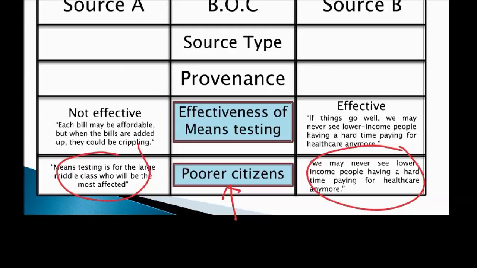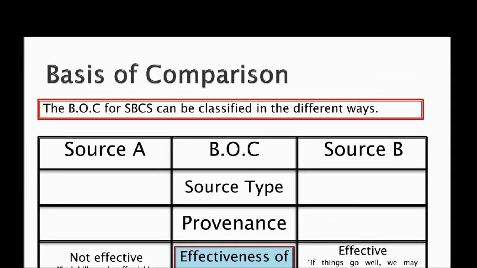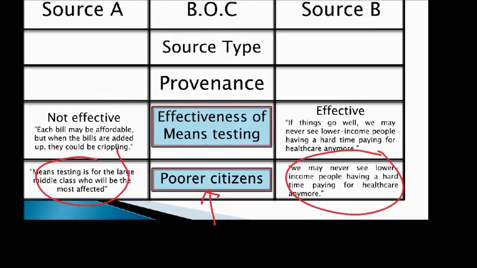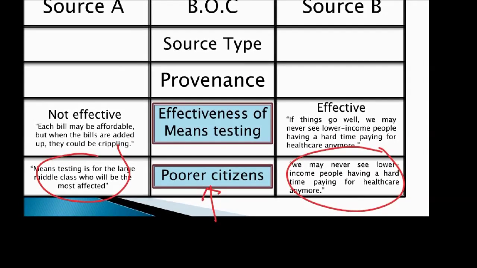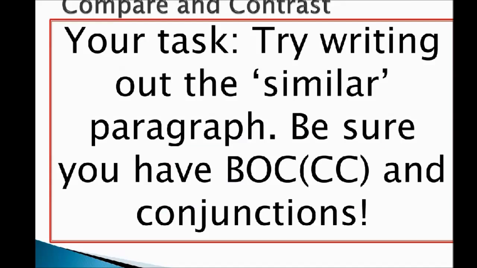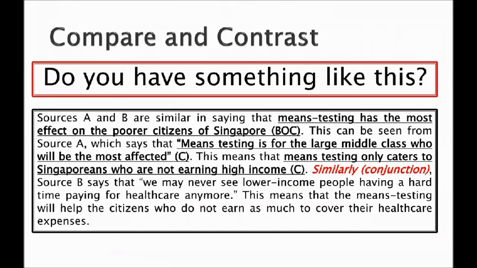So how does it look like in a paragraph form? Take your time, pause the video, try and write the answer in the paragraph form. Try to write your answer in the paragraph form following the BOCCC format that I gave you earlier. While writing, please remember to use conjunctions. If you have finished writing, check that you have conjunctions. Okay, so do you have something like this?